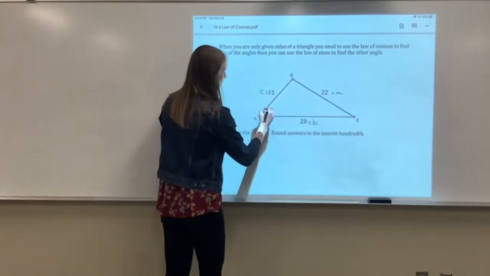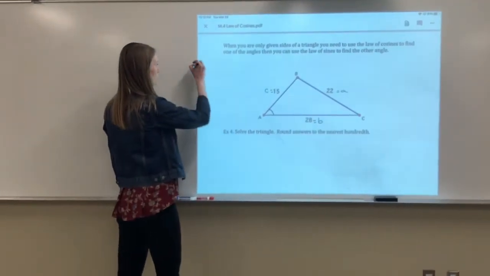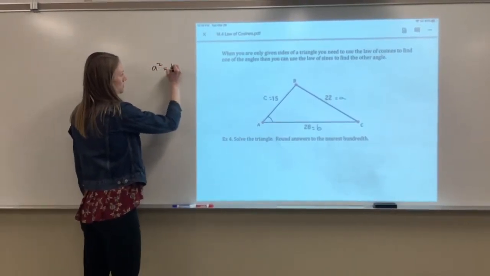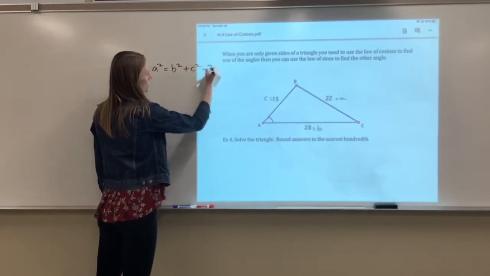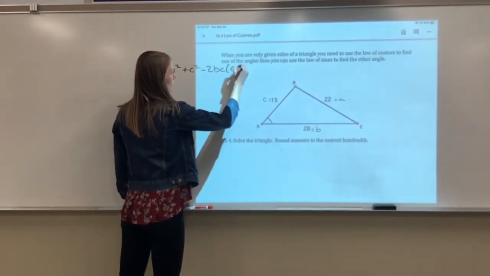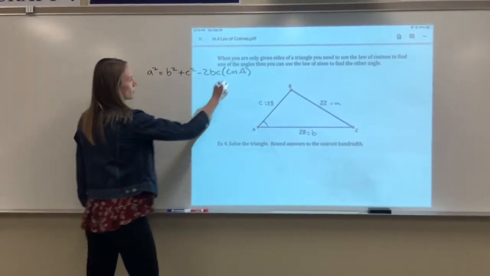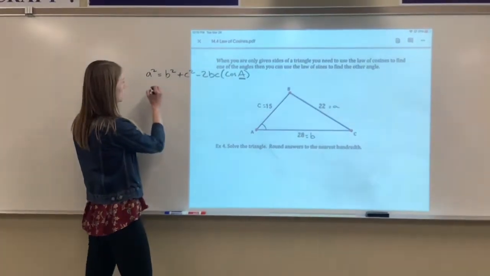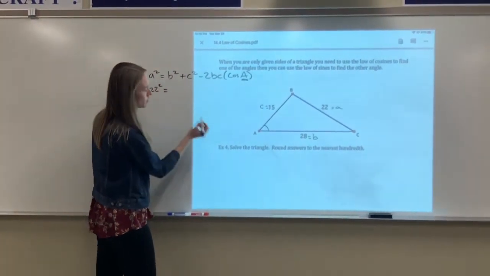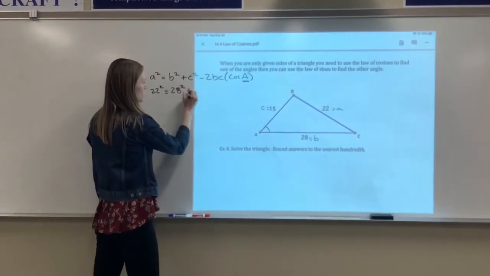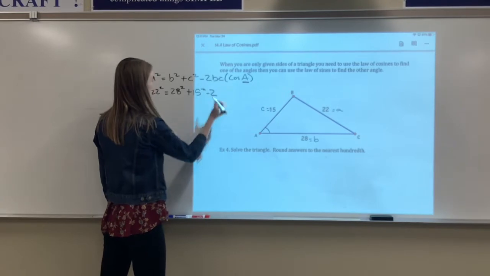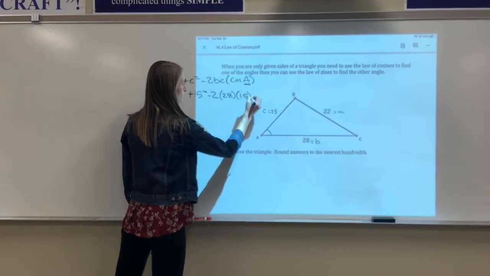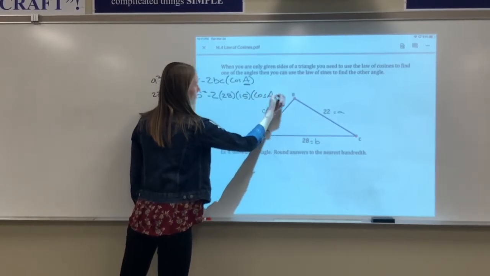So let's find angle A first. I'm going to use the law of cosines for A. So we know that A squared equals B squared plus C squared minus 2BC times the cosine of angle A. So angle A is what we're going to be looking for. We have all the other pieces right now. So we have 22 squared equals, B is 28 squared, plus 15 squared minus 2 times 28 times 15 times cosine of A.